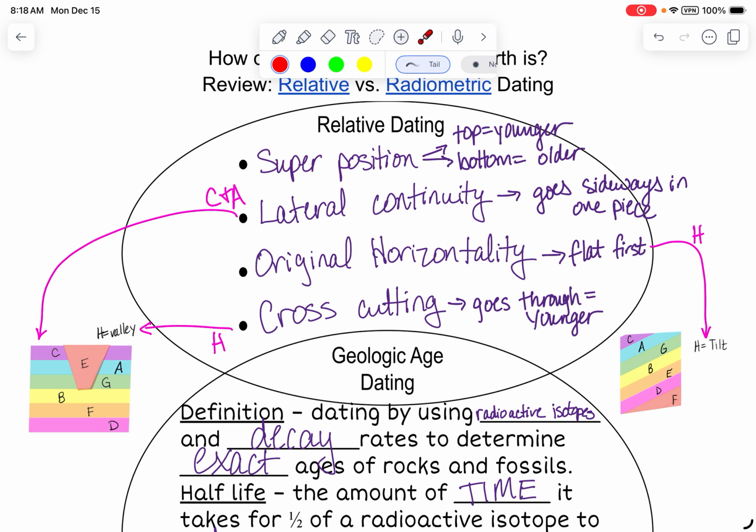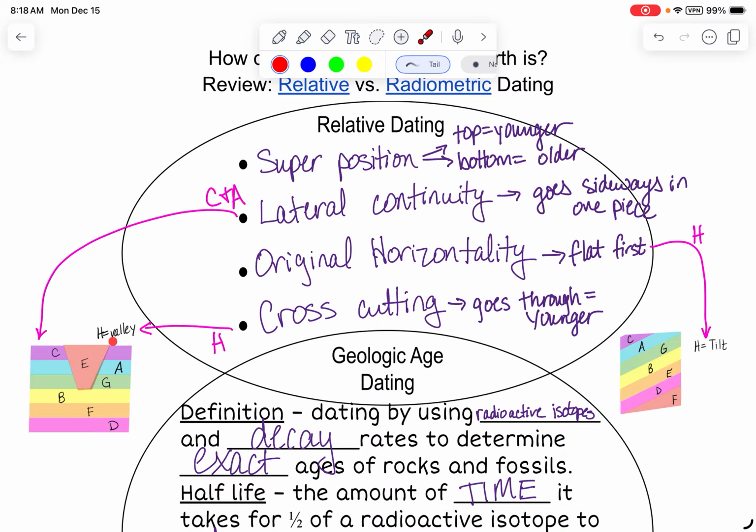So first off was the law of superposition, which says the layers at the bottom come first and the layers at the top are younger. So you have to lay down layer D, F, B before you can lay down the next ones up. We also learned about lateral continuity. Lateral continuity is how you know that A used to be one piece and G used to be one piece and C used to be one piece because they go sideways in one piece. Original horizontality says that they were laid down in this horizontal direction before something else can happen. So this tilt of these layers comes last after those layers have been laid down.